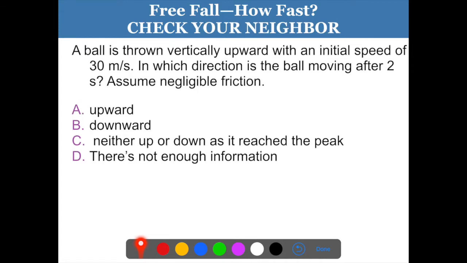Right, how about for this scenario where a ball is thrown vertically upwards with an initial speed of 30 meters per second? So instead of falling from rest, there's an initial speed of 30 meters per second. In which direction is the ball moving after 2 seconds? Again, we can assume negligible friction so that the object is undergoing free fall. I'll give you a few seconds to think about this problem again, and then we'll look at the solution.